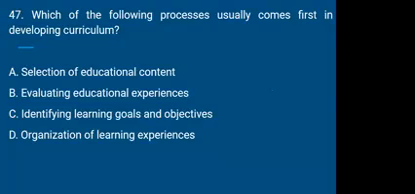Sige, what do you think is the answer? Again, which of the following processes usually comes first in developing curriculum? Letter A, selection of educational content. Letter B, evaluating educational experiences. Letter C, identifying learning goals and objectives. And letter D, organization of learning experiences.